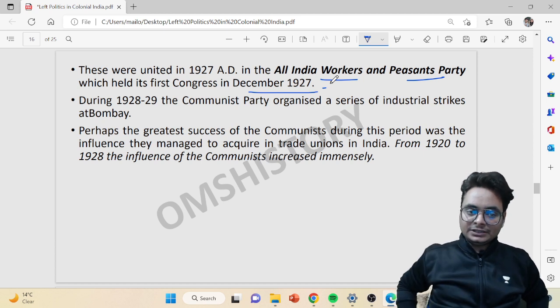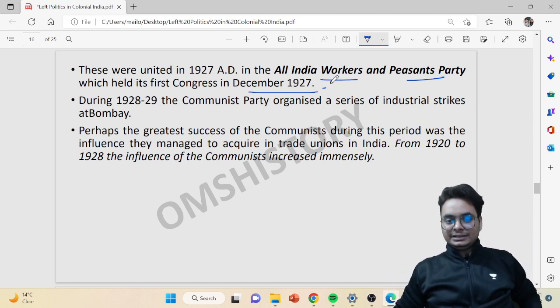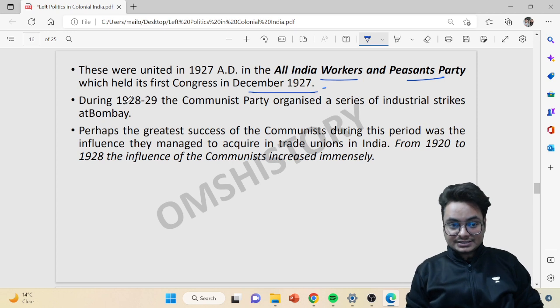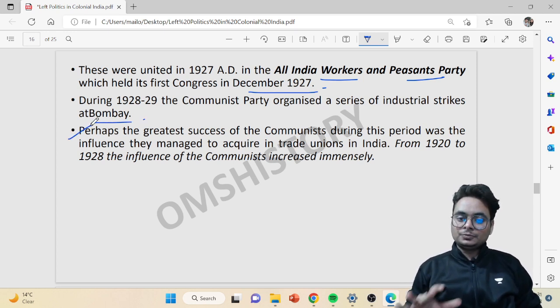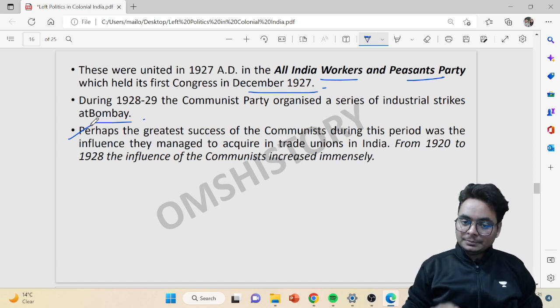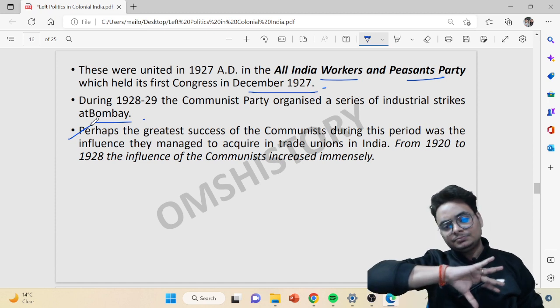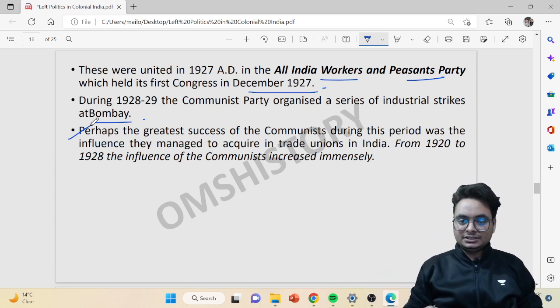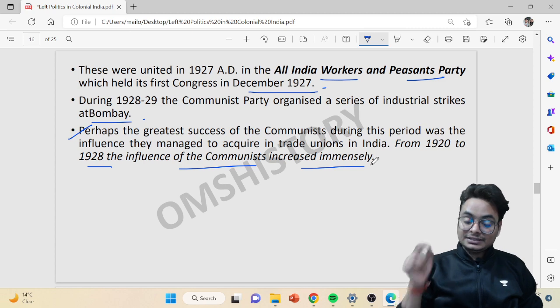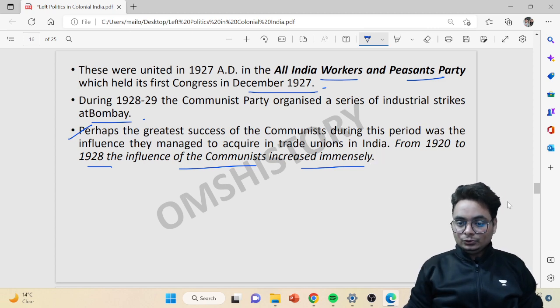Now during 1928-29, the Communist Party organized a series of industrial strikes at Bombay, and perhaps the greatest success the Communist Party of India or the communists got at this time was that they managed to influence the trade unions or trade union politics in India. In fact, from 1920 till 1928, the influence of the communists increased immensely under trade unionism or trade union politics in India.